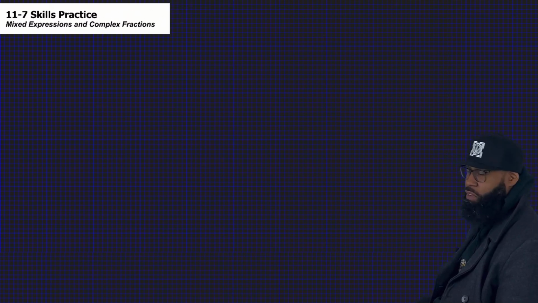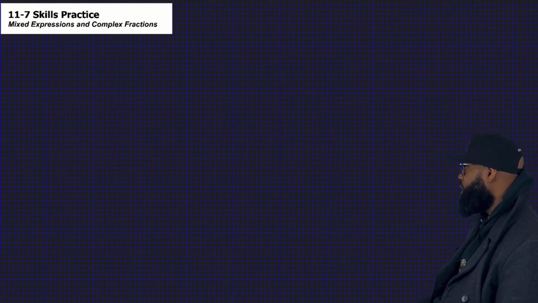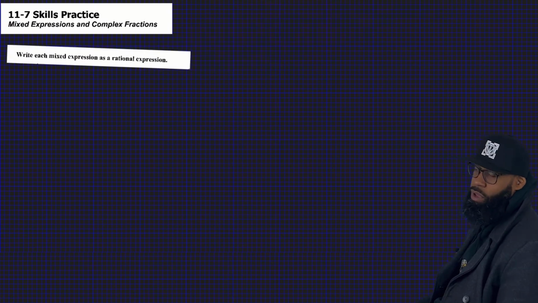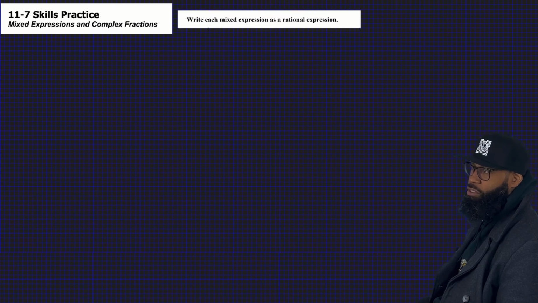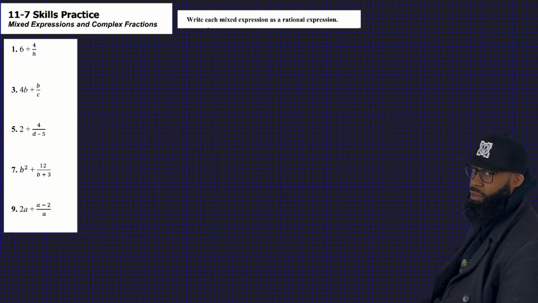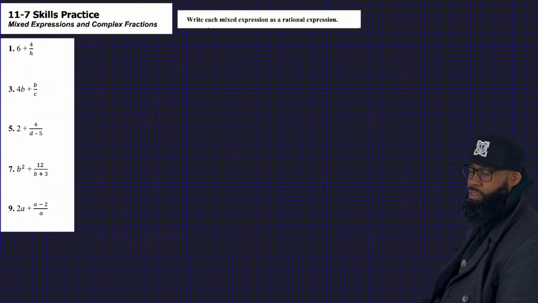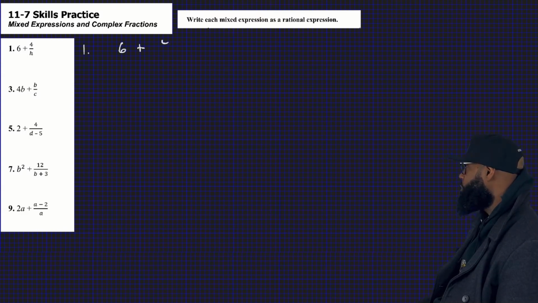First things first, guys, we just did speak on the mixed expressions. I'll speak on complex fractions in just a little bit, but a mixed expression is mixed with things. I'm not going to complicate this. I got 6, which is a whole number, and then I got plus 4 divided by h. So yeah, it's mixed. It's mixed with a whole number and a rational number.